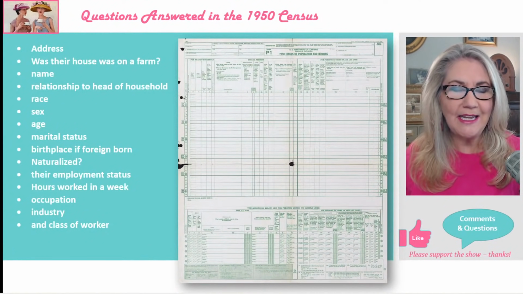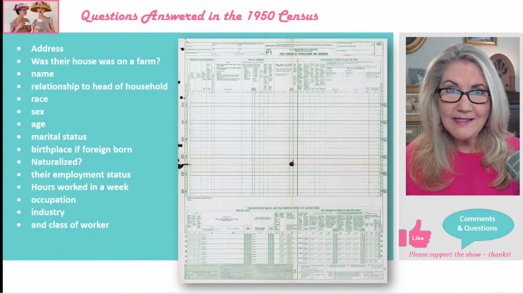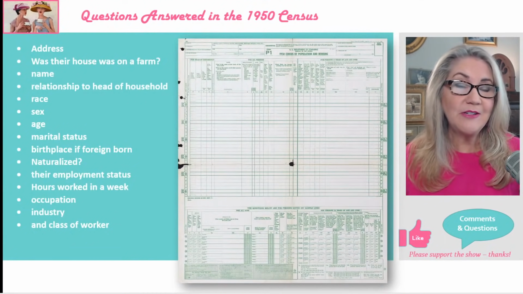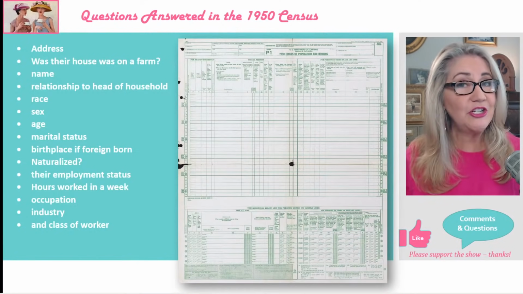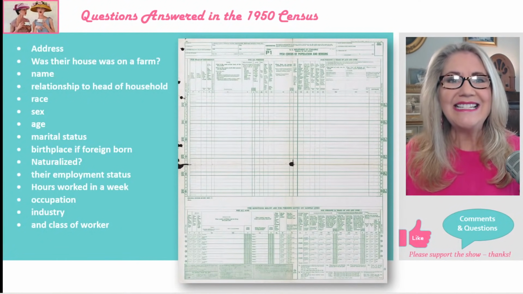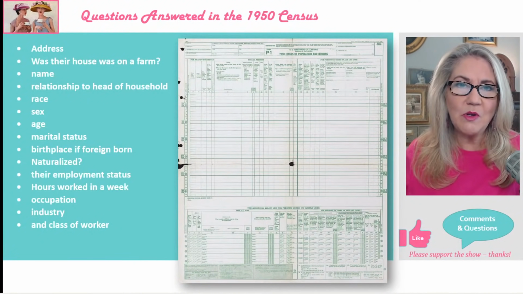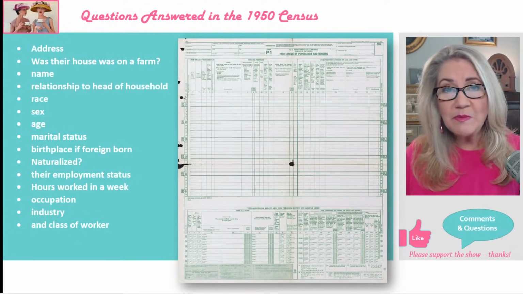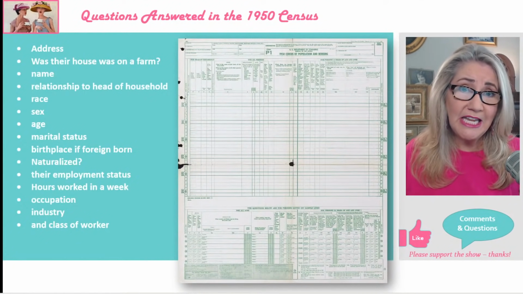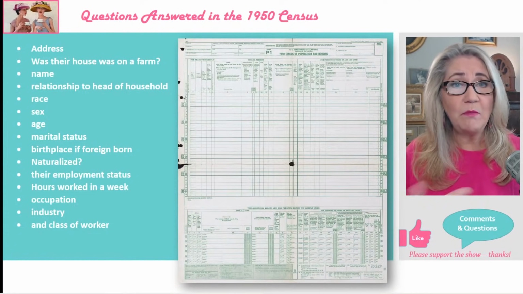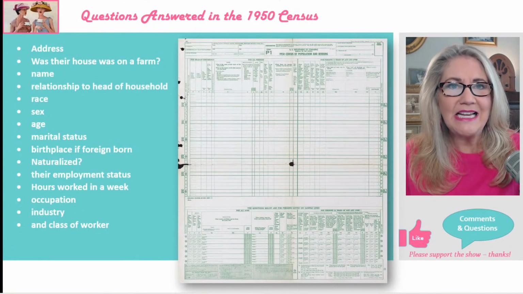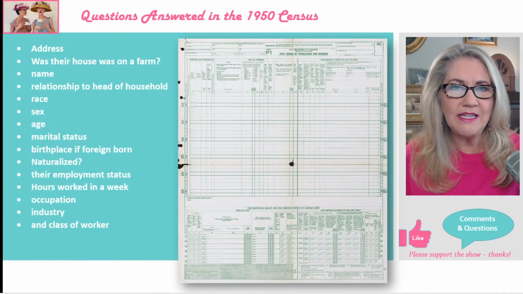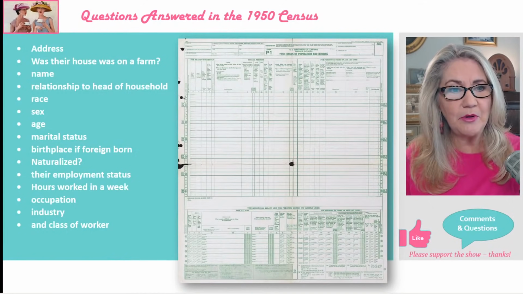So what are you going to see? Things like their address, okay? Whether the house they're living in was on a farm or not. Of course, their name, their relationship to the head of the household. Typically speaking, the head of the household would be the husband, if there's a husband and there's a wife and there's kids. It could be a woman who's running a boarding house. They'll basically establish whoever the head of the household is, and then each person is listed in terms of their relationship to that person.